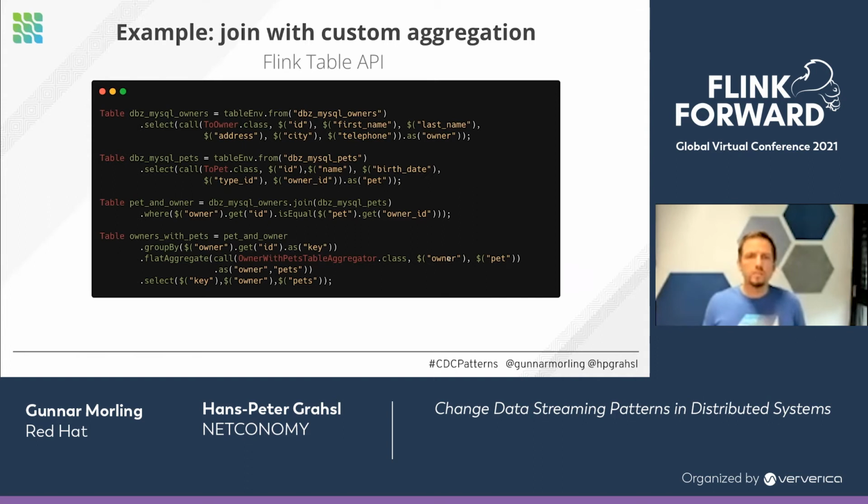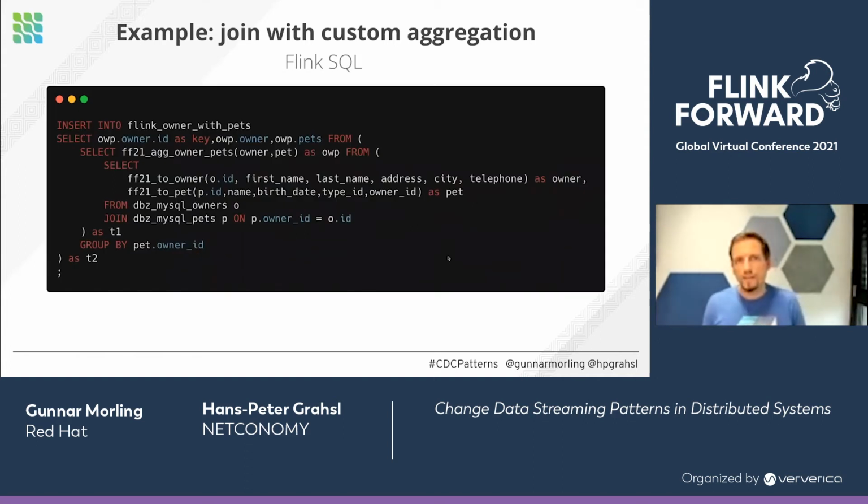Another option is that we use Flink SQL. So we can write the same thing with just basically a single SQL query as we see it here. The only thing that's missing here is defining those three user-defined functions that I prefixed here with ff21 underscore so that we see where some custom code would come into play for this aggregation of the joined result here.